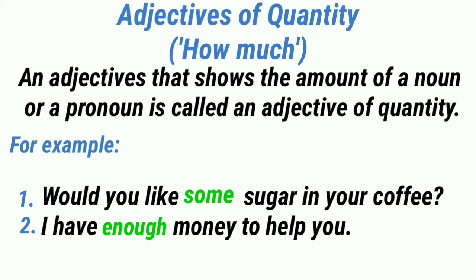Let's see the example. Would you like some sugar in your coffee? I have enough money to help you. In these sentences, the words some and enough are adjectives, and some and enough tell us how much sugar and how much money. Therefore, some and enough are called adjectives of quantity.